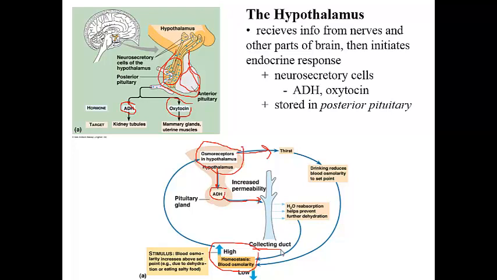ADH causes your collecting duct or your kidneys to reabsorb more water. In other words, it's going to cause you to conserve water. And this, in effect, is going to lower your blood osmolarity. It's going to bring you down to the proper hydration.